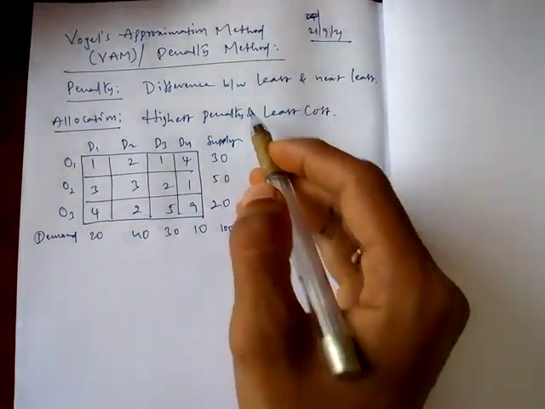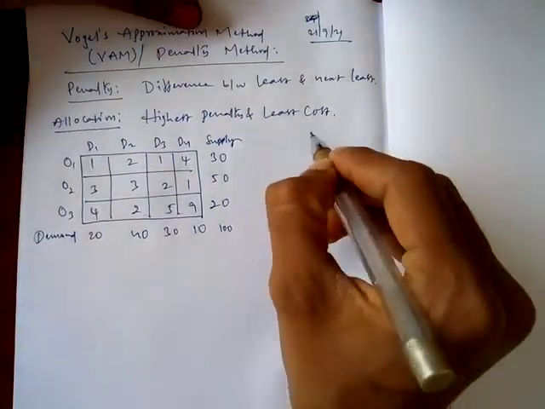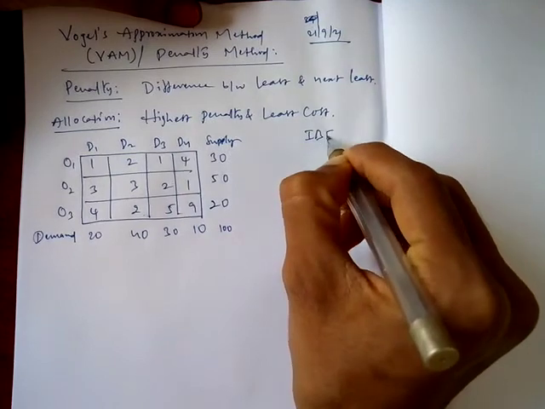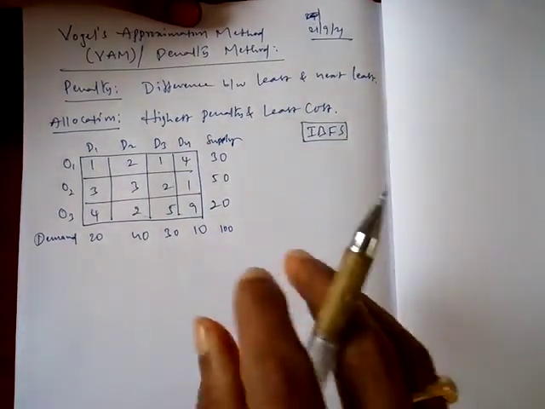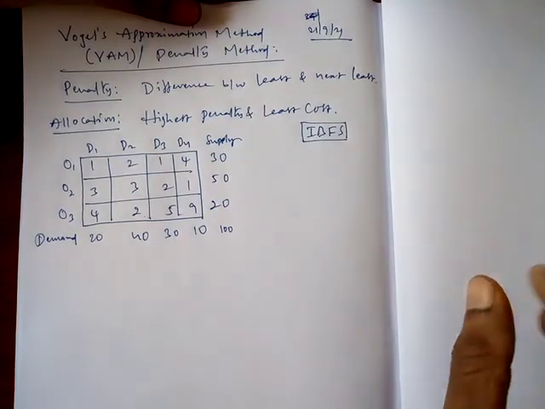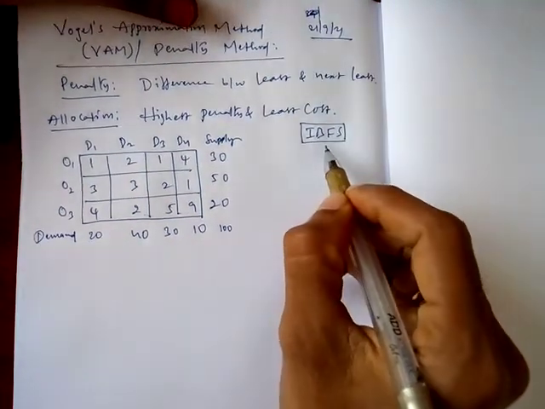Today let us discuss Vogel's approximation method, or penalty method, in transportation. In transportation, this is one of the methods to find out the IBFS, the initial basic feasible solution, not to find out the optimal solution. It is only to find out the IBFS.